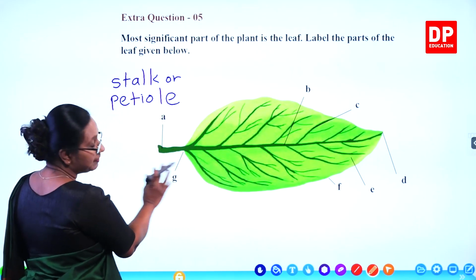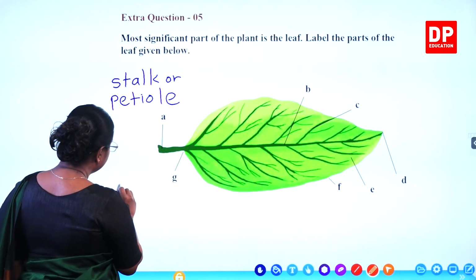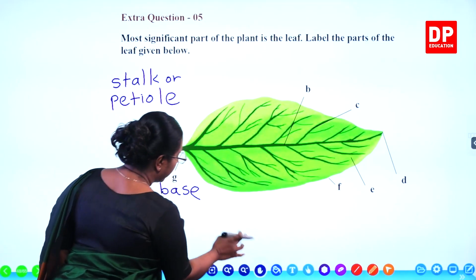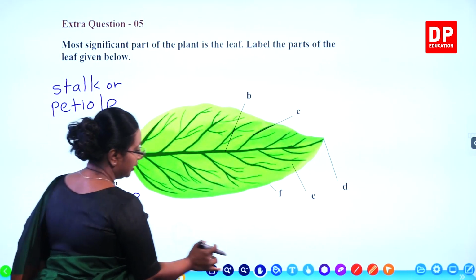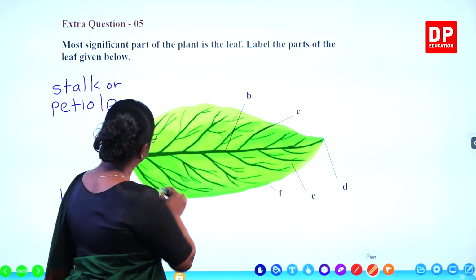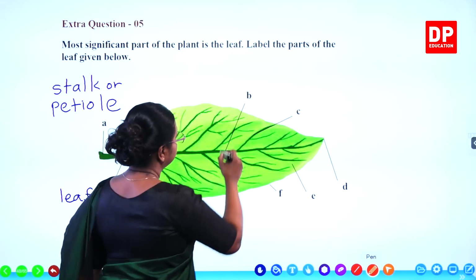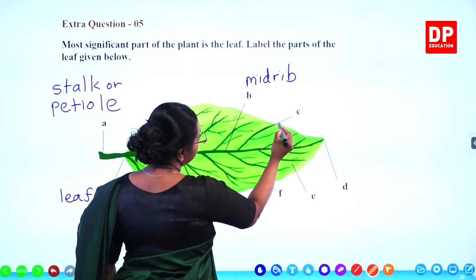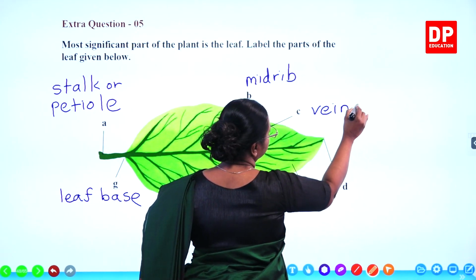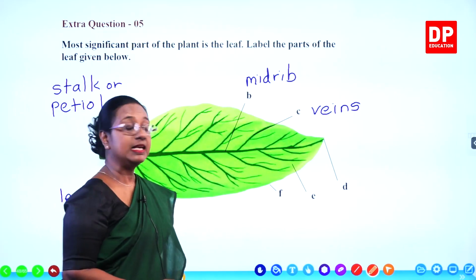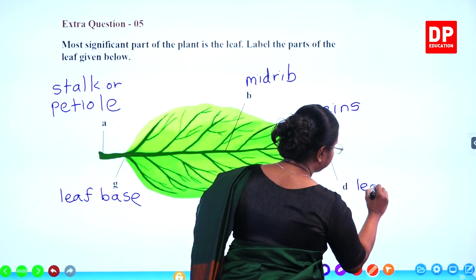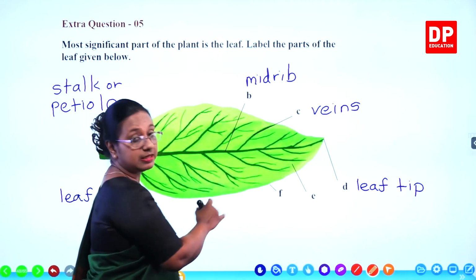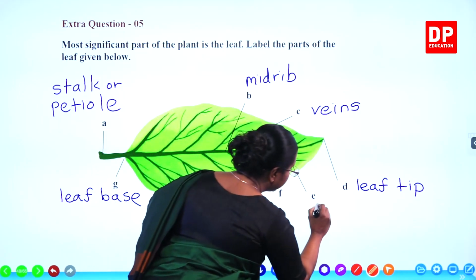Then what? I'll mark the G here because it's on this side. It is the leaf base. Then I will move on to the parts on this side. What is B? It is the mid rib. B is the mid rib. C, these are the veins of the plant leaf. What is D? It is the leaf tip.